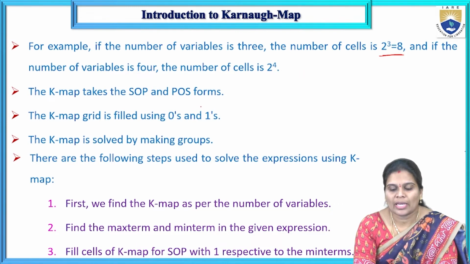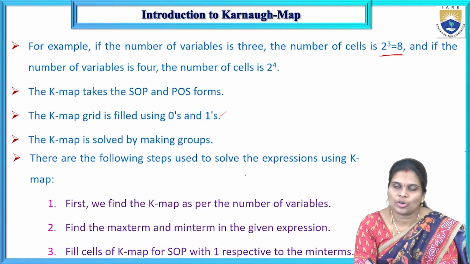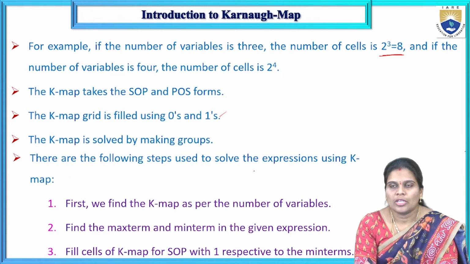The K-map takes SOP and POS form. The K-map is filled using zeros and ones. In the K-map there are some cells, and in each and every cell we fill either 0 or 1. When we use 1 and when we use 0, we'll discuss. Now, the K-map is solved by making groups.